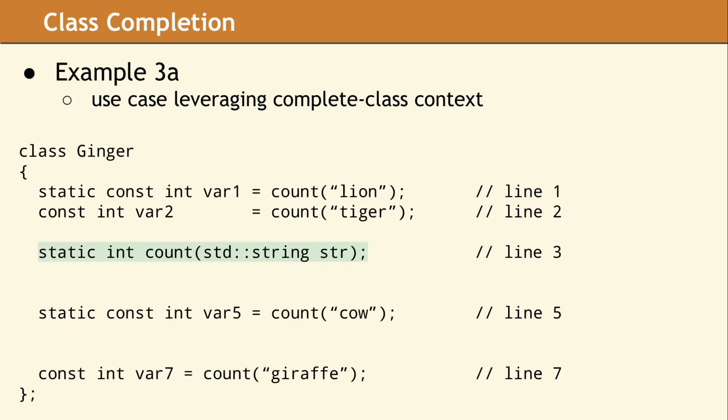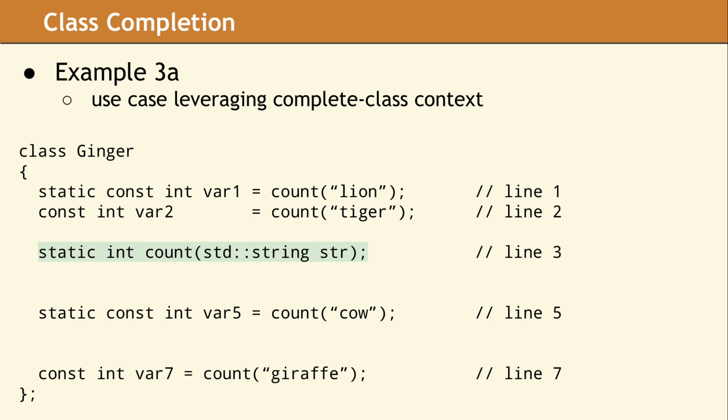In our last example, we want to show another aspect of a complete class context. In this definition of class Ginger, we are declaring a method named count, which is intended to tally the number of characters in the received string.